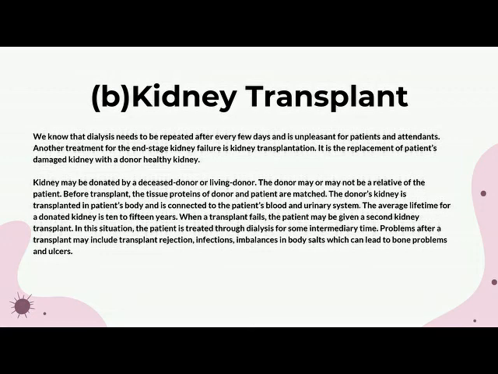Before transplant, the tissue proteins of donor and patient are matched. The donor's kidney is transplanted in the patient's body and is connected to the patient's blood and urinary system. The average life for a donated kidney is 10 to 15 years. When a transplant fails, the patient may be given a second kidney transplant. In this situation, the patient is treated through dialysis for some intermediate time. Problems after a transplant may include transplant rejection, infection, imbalance in body salts, which can lead to bone problems and ulcers.